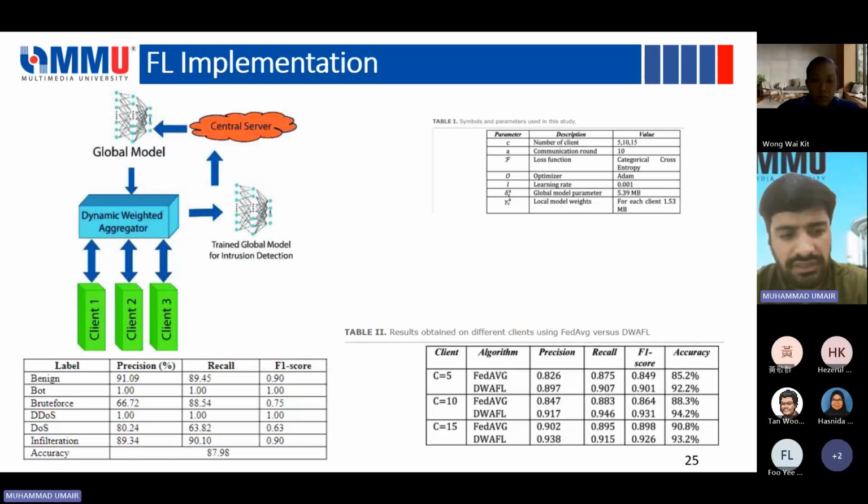So we see that using the FL methodology with different numbers of clients, we achieved the highest accuracy of 94.2% when the number of clients was kept as 10. We also compared this methodology with the traditionally used Fed averaging methodology, where the highest accuracy achieved was 88.3%.